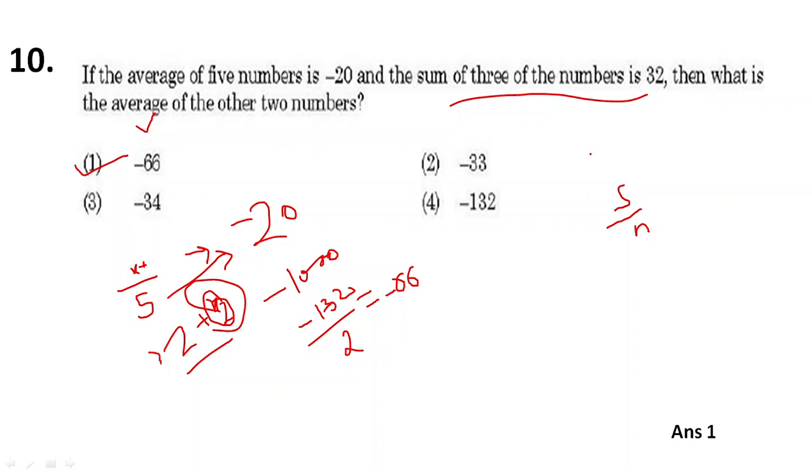For the three numbers, the average of other two numbers is asked. So you were left with two numbers, their sum, and you conducted the arithmetical operations and you found that minus 66 is the average of the remaining two numbers.